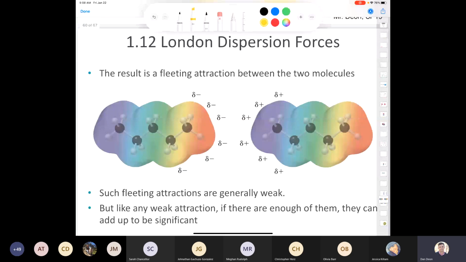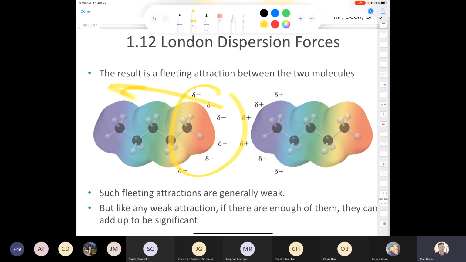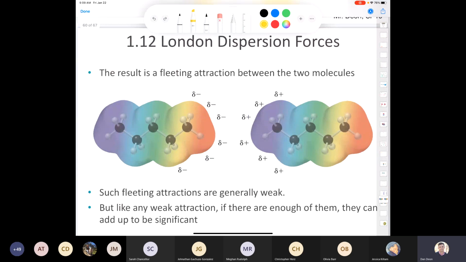To summarize, over here it says such fleeting attractions are generally weak. Why? Because on paper it looks like those electrons are just staying there, not even moving. But very quickly, these electrons move somewhere else. The net result is that it did happen, so there is some attraction. And the bottom line is this: like any weak attraction, if you have enough of them, they can add up to be significant. Think about Velcro.